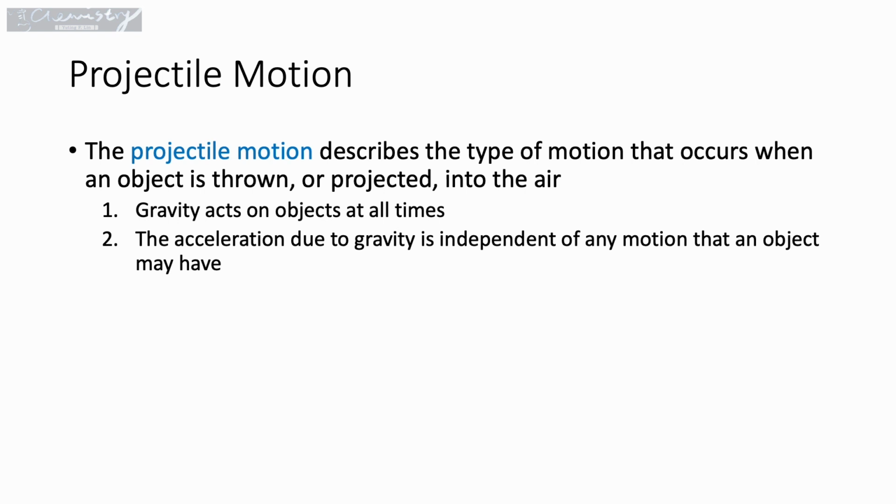So the last type of motion that we are going to be discussing is the projectile motion. And sometimes you can also hear it referred to as compound motion. So both of them are the same thing. I'm just going to write it over here, compound motion. The projectile motion describes the type of motion that occurs when we are throwing something, so something is being thrown or projected into the air.